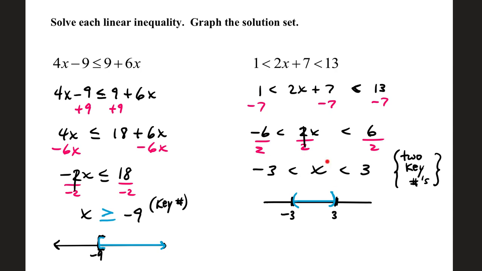And that just tells us that all of our answers to the original problem are trapped between negative 3 and positive 3. Neither symbol is underlined, so it's parentheses at each of the key numbers and shade between. Any number in this blue interval will satisfy the original problem.